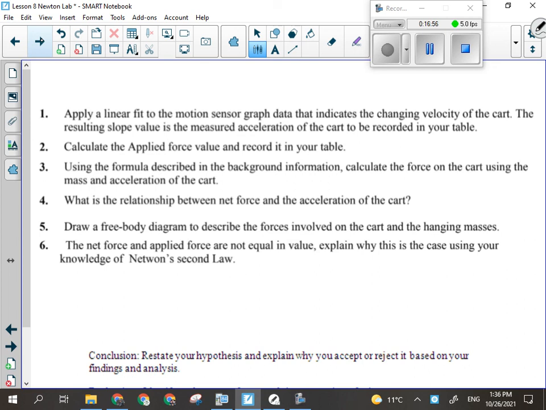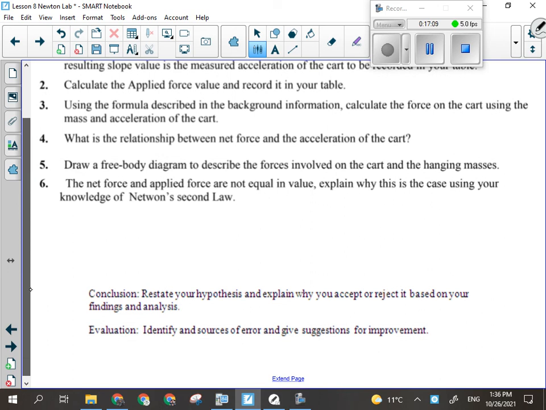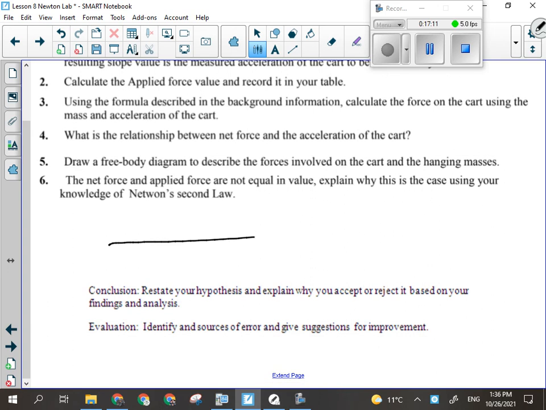Okay, number 5, draw a free body diagram to describe the forces involved. Now, here's what we have to consider. This question number 6 is going to be necessary for you to do question number 5. What you're going to find here is that the net force and the applied force are not equal. In a perfect physical world, they would be. But here they're not, and you have to figure out why.